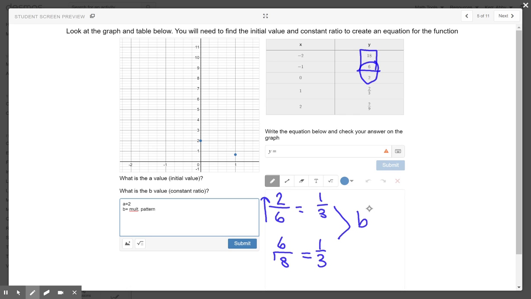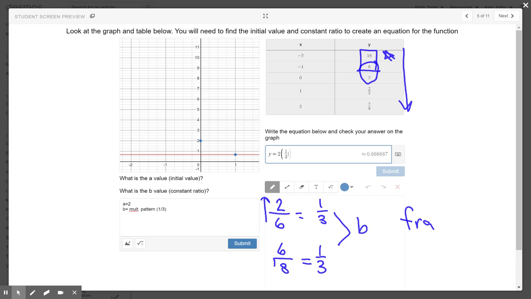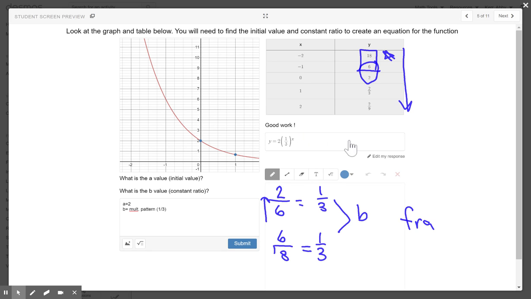You don't have to do it more than one time. I was just showing you that it works every single time. Also, here's a hint. Notice that we start at 18 and we're going down with our y's all the way to 2/9. If you are decreasing or decaying your y values, you're going to have a fraction. So for your equation, you're going to put your A value, which is 2. In this case, your B value is a fraction with an x, and it says good work.